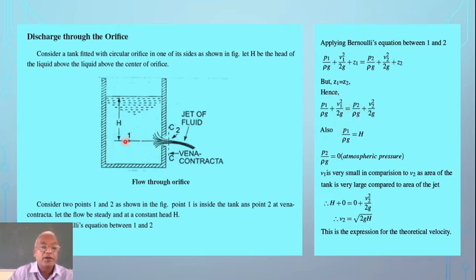Now what is the pressure at 1? P1 by gamma is nothing but H, and velocity V1 squared by 2g is 0 because it is not moving or moving with a very slow velocity, right? Now P2 by gamma, because when it comes out it will not have any head, it is 0, atmospheric pressure. Therefore V1 is very small in comparison to V2, as the area of the tank is very large compared to the area of the jet. So if I substitute all this, what happens?